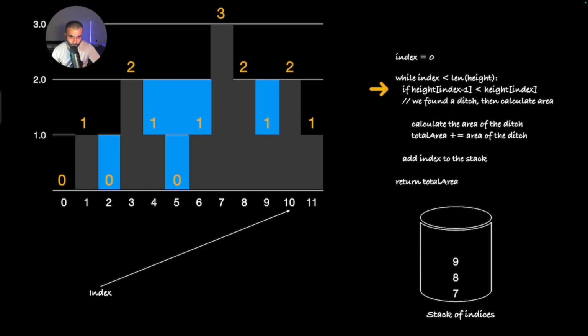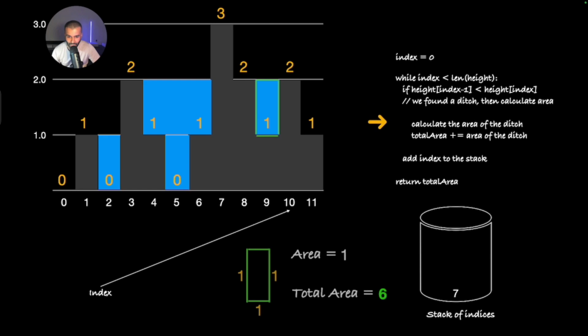So we're going to make it all the way to index 10. And by the time we're in index 10, we have 3 indices in the stack. And we're going to use them to calculate the area here. And now we have a total area of 6.